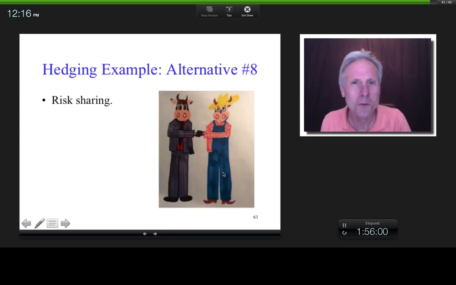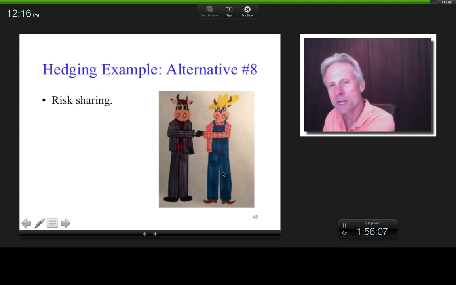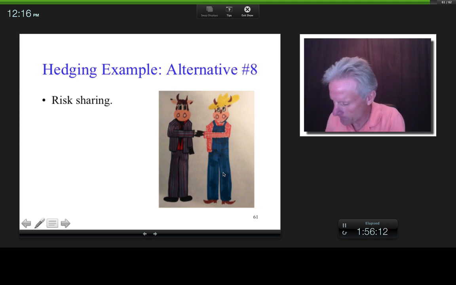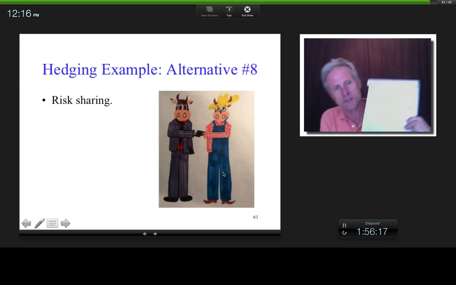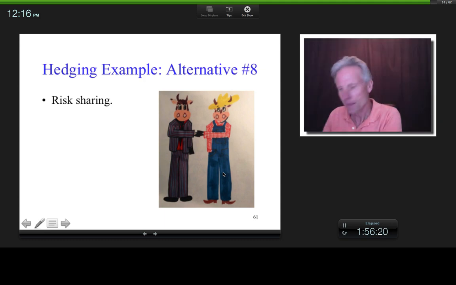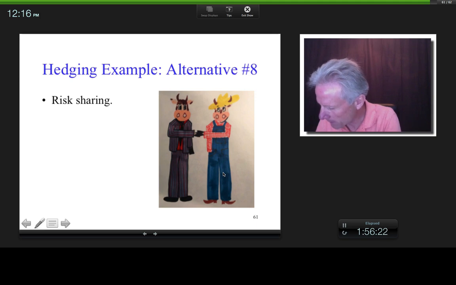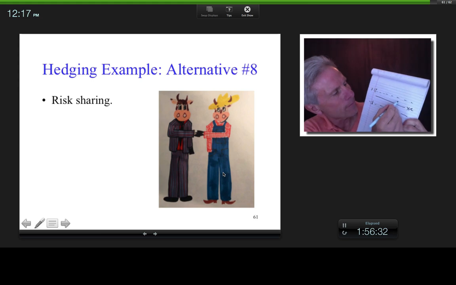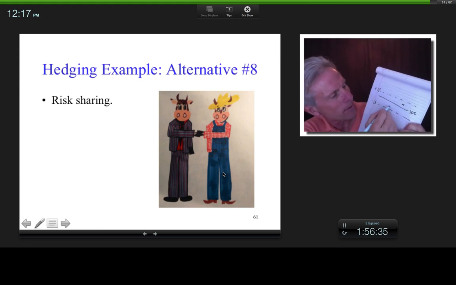Another one, risk sharing. Okay, what do you think risk sharing is? Well, basically, risk sharing is you say, all right, well, this is the expected exchange rate. Okay, so imagine, let's say this is the expected exchange rate, and let's say you create this band on each side. Okay, maybe it's plus 1% and minus 1% or whatever.